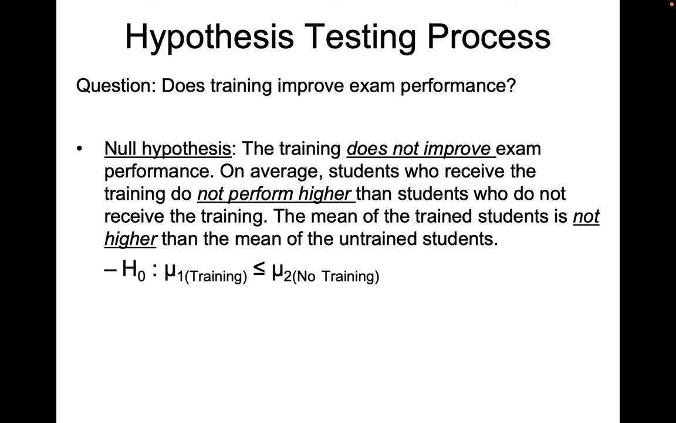Notice that in order to be the opposite of not higher, we need to take two possibilities into consideration. First, the two population means could be equal. If they're equal, mu1 is not higher than mu2 because it's equal. Mu1 could also be less than mu2. It's not higher than mu2 if it's less. So by writing that mu1 could be less than or equal to mu2, we're stating the exact opposite of the research hypothesis, which is that it's higher.